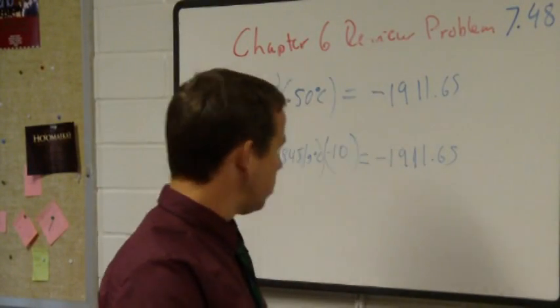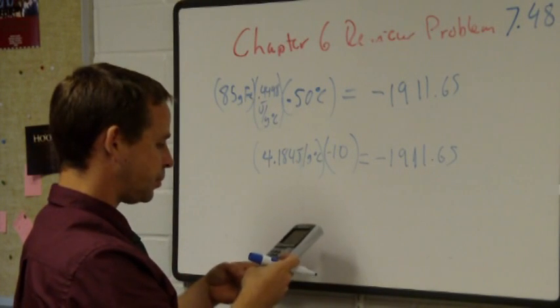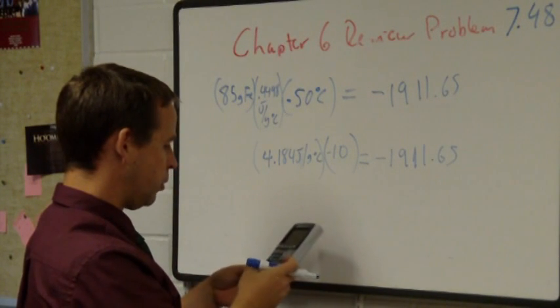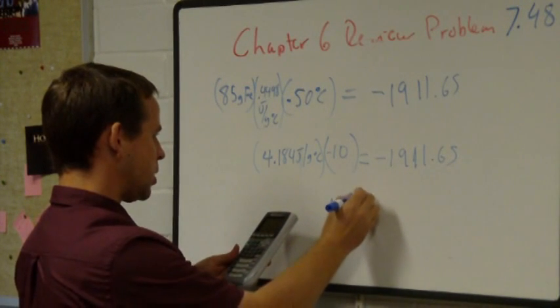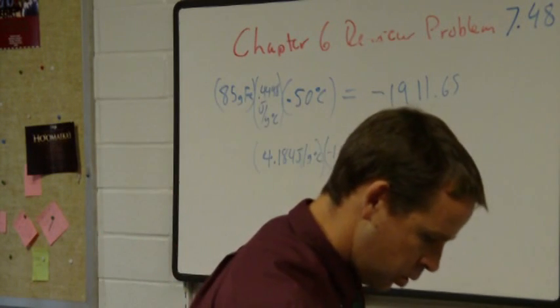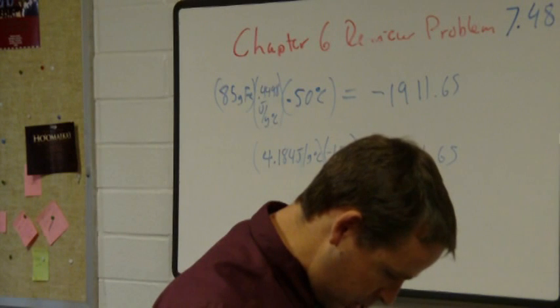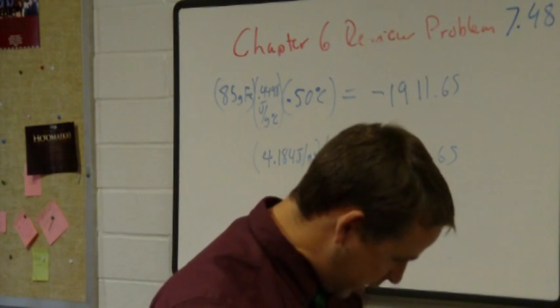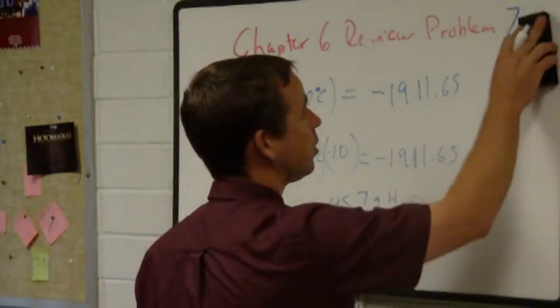Okay, so we have this value here. We can divide it by 10, divided by 4.184, and I'm getting 45.7 grams of water. All right, so 748. 45.7 grams of water. Okay, good. 750.